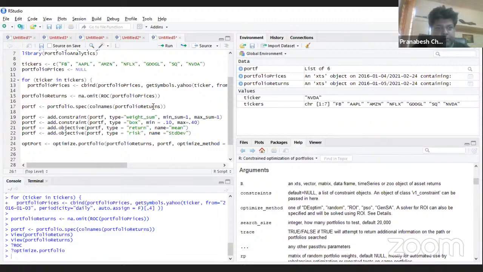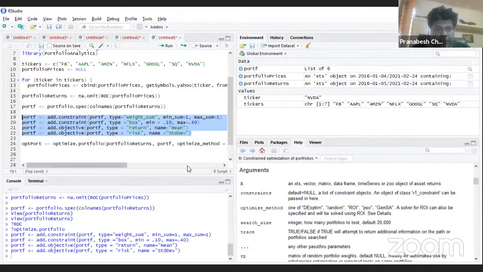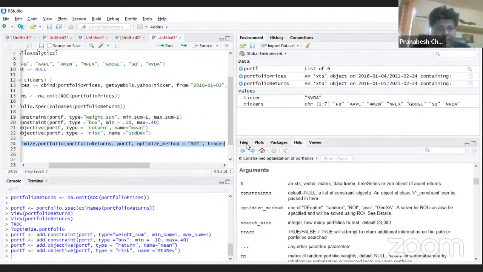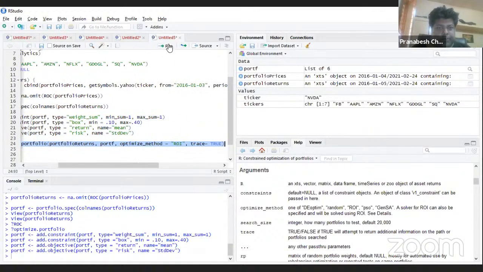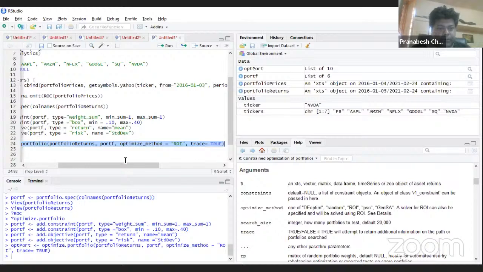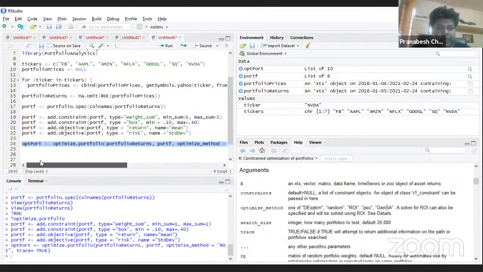Portfolio returns, this one, portfolio also we ran. We didn't run the constraints and the objectives, so let's run it. Okay, so constraints and objectives are added to our portfolio. Now let's create our optimized portfolio. Good, it got created. Now let's see what it is giving.